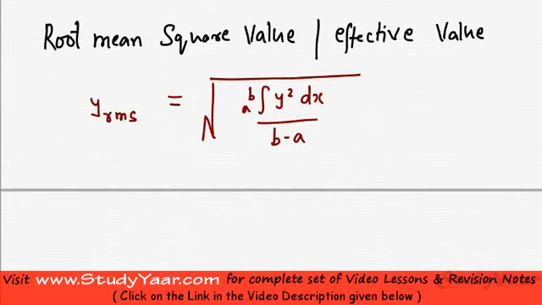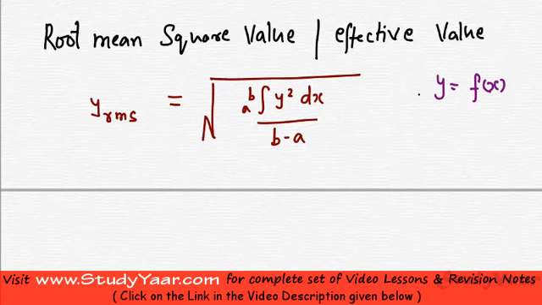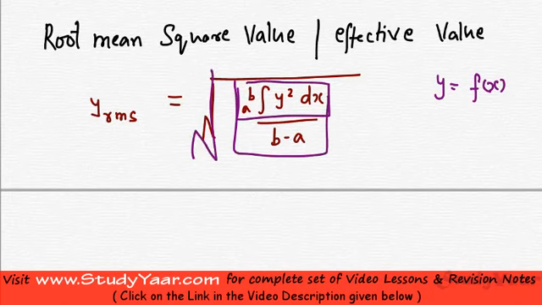Now let's understand the root mean square value or the effective value of a function y is equal to f of x. It is the root of the mean of square values. So these are your square values. You take a mean of this, which is this, and then you take a root of this and you get the y RMS.